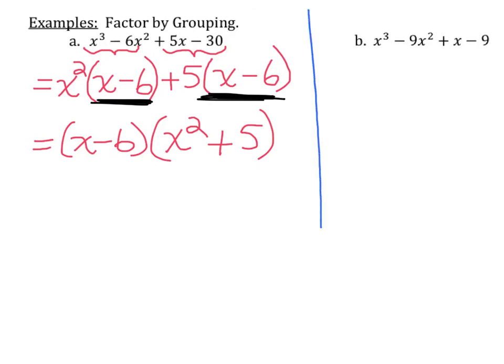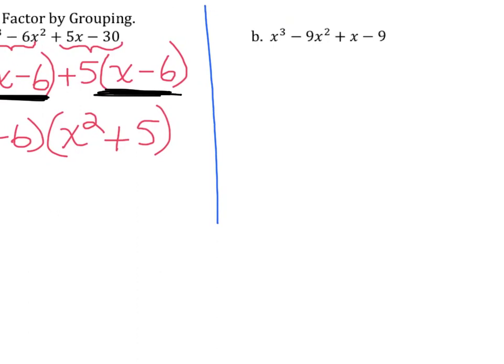Part B. I have x cubed minus 9x squared plus x minus 9. Notice that there is not a GCF in that entire polynomial there. And so what I'm going to do is I'm going to group these first 2 terms together, and I'm going to group the second 2 terms together. Out of the first 2 terms, I can factor out an x squared, which is going to leave me with an x minus 9. And out of the second 2 terms, I can't factor out anything.